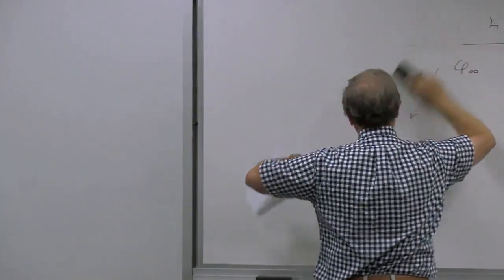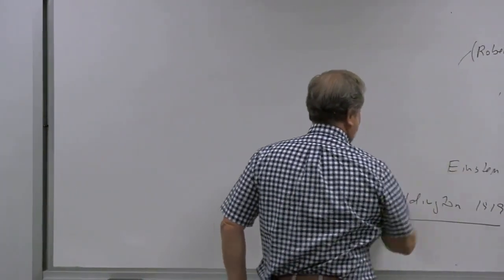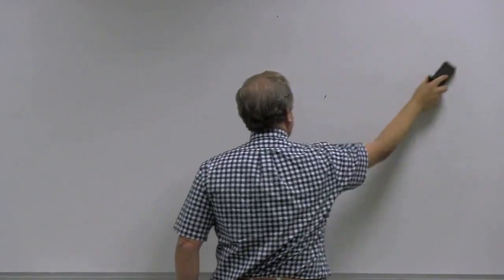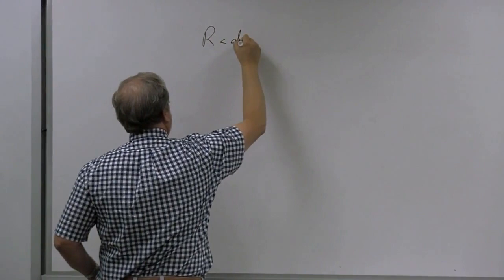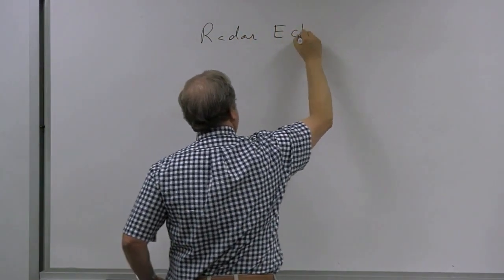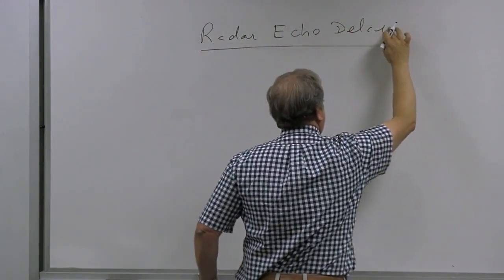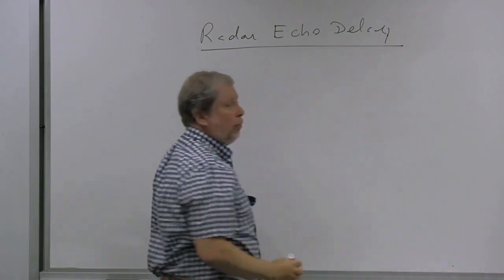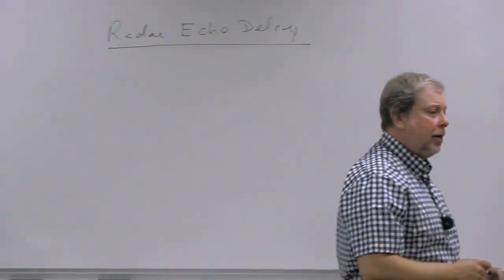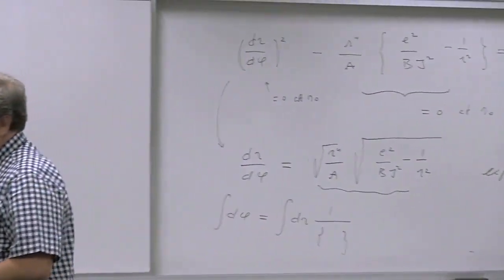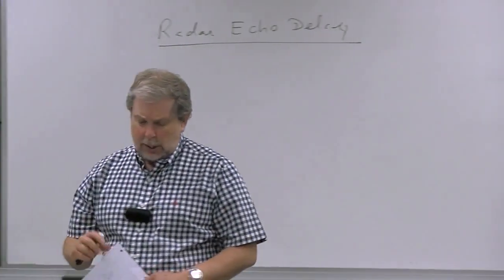Now, let me mention briefly another related type of prediction and observation that comes out of the same type of equations, in fact, the same equation we have over there, which is radar echo delay. So in other words, in order to look at this deflection of light, you don't need light. It's good to have anything that's a photon. And so that includes any sort of electromagnetic radiation, including radio waves.